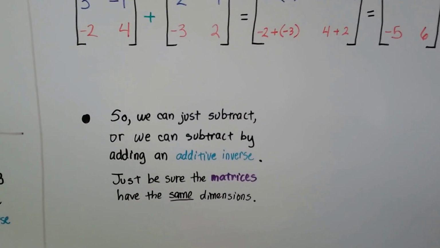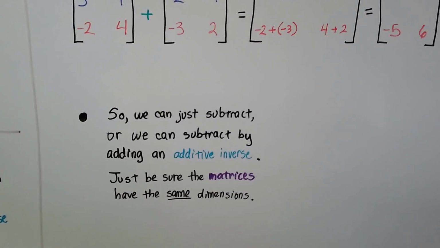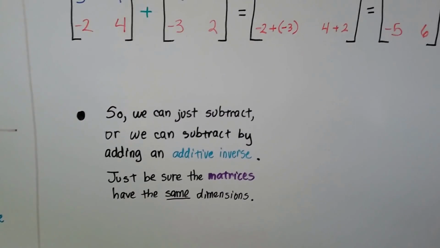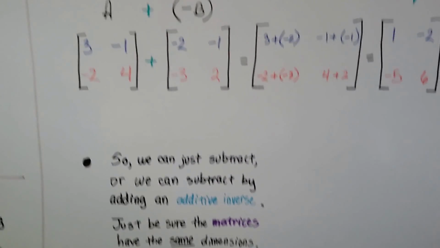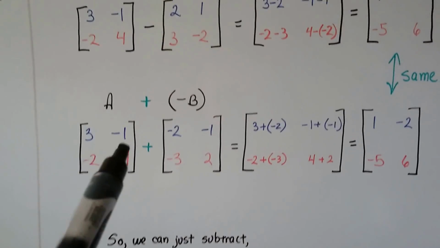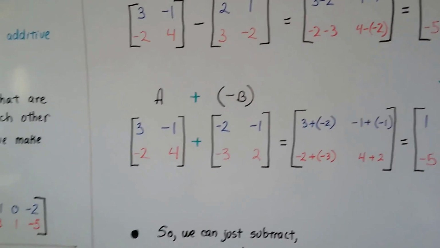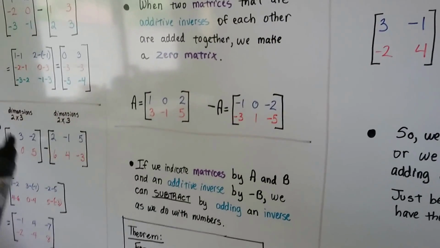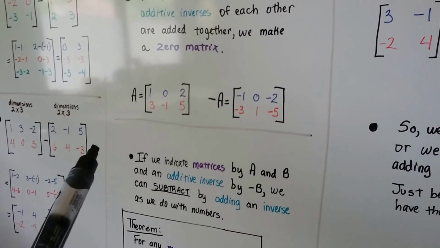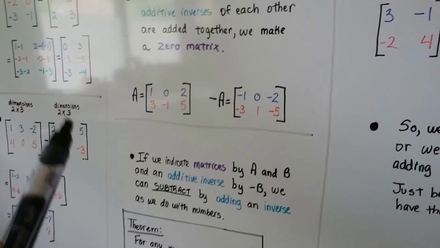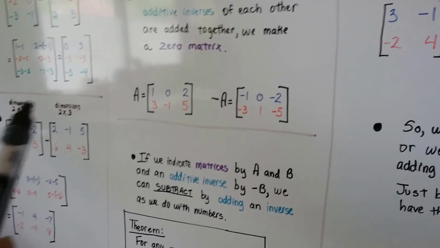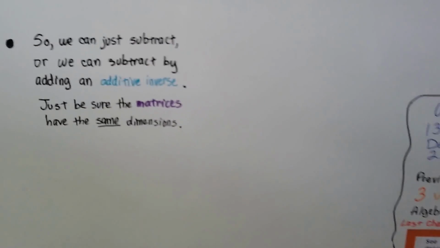So we can just subtract, or we can subtract by adding an additive inverse. We just have to make sure the matrices have the same dimensions. These are 2 by 2, so we can do it. See? These were 2 by 3, so we could do it. If you have a 2 by 3 and this one was a 2 by 2, we couldn't do it. It's got to have the same dimensions. Okay? It's really not that hard.